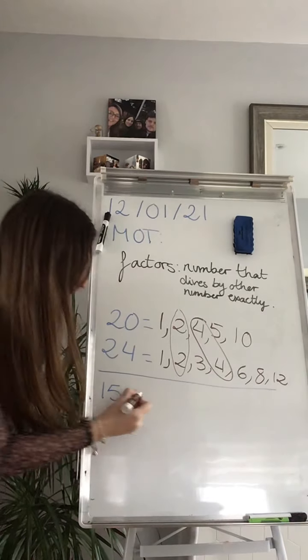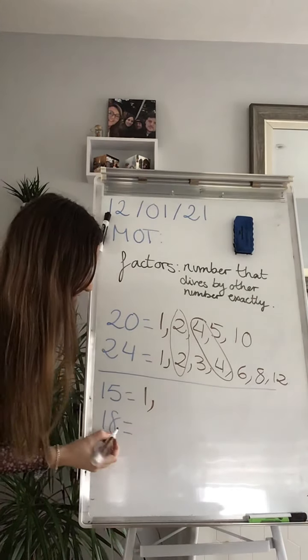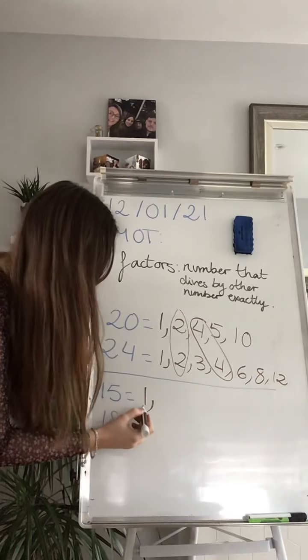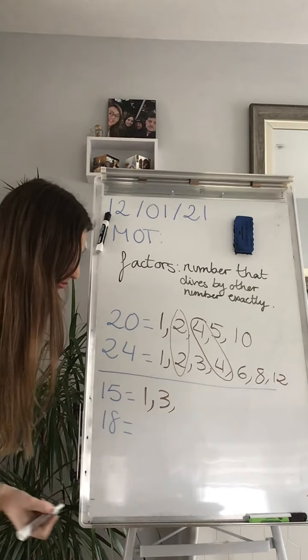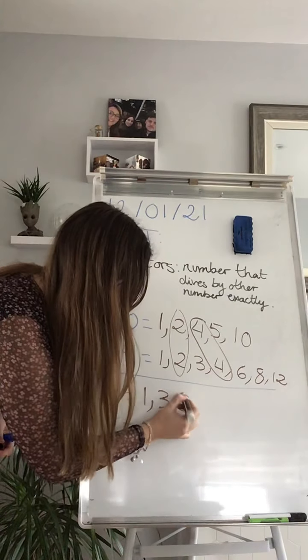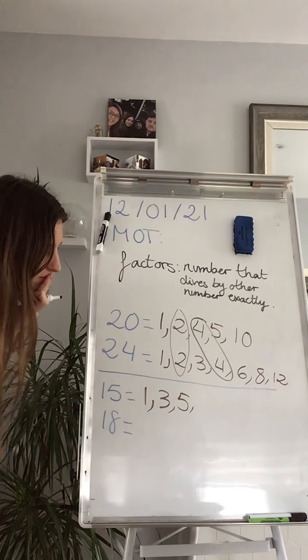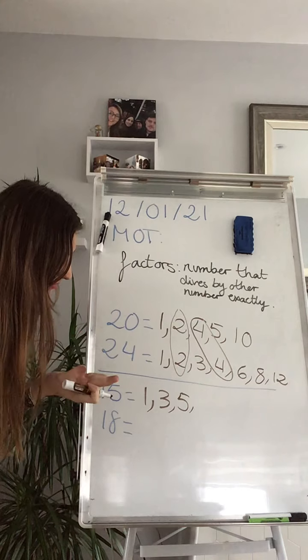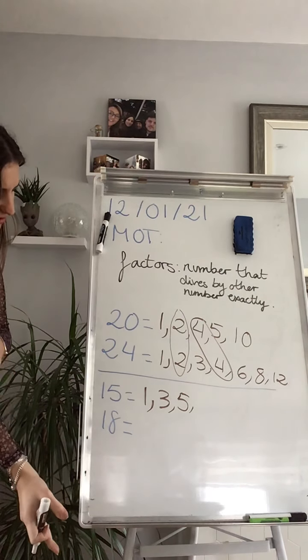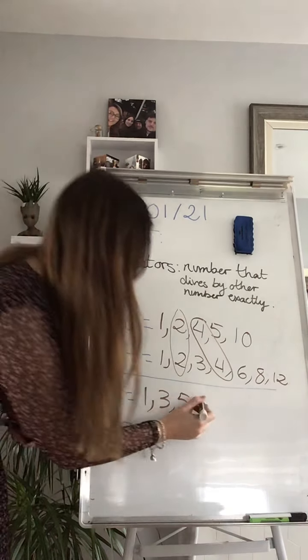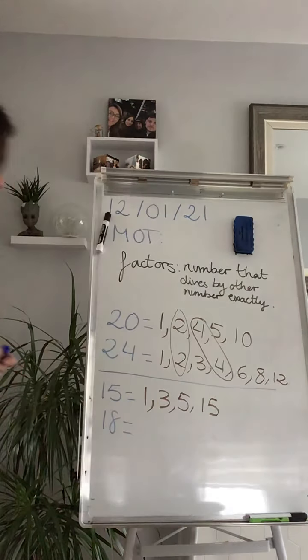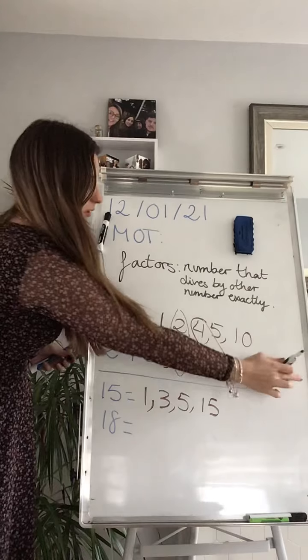15. I can divide 15 by 1. I can divide 15 by 2? No. By 3. 3 times 5. 4, no. 5. 3 times 5, we just said it. No 6. No 7. No 8. Not 9. No 10. No. That's it. And 15. We didn't put there 20 and 24.